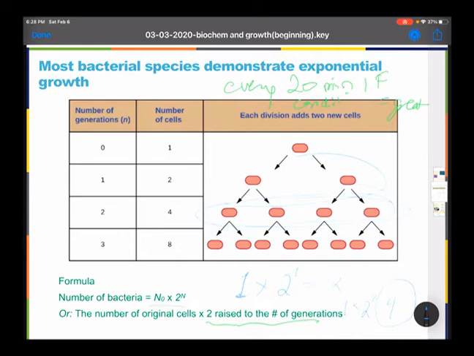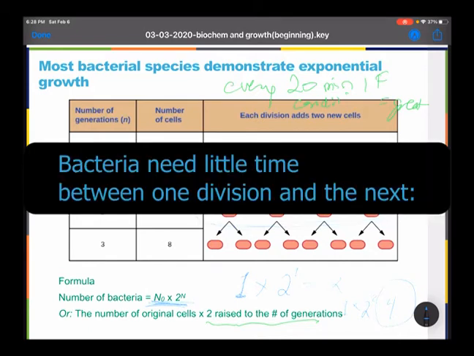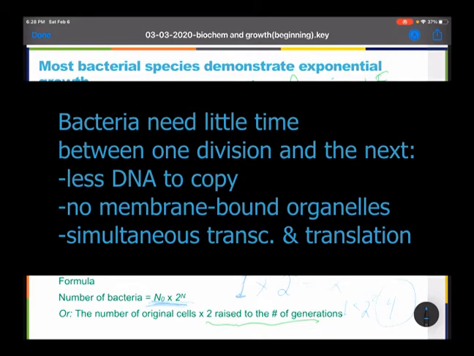You don't need to write it like this, but you should be able to use this formula to calculate the number of cells in a population. Normally, we're not going to start out with a single cell, but it's fine to start out with that for our examples here. Other things that are really important for bacteria related to their fast replication time is that they tend to have smaller genomes than eukaryotes, so it takes them less time to copy their DNA. They don't have large complex organelles like many eukaryotes do, so they don't have to replicate those either.